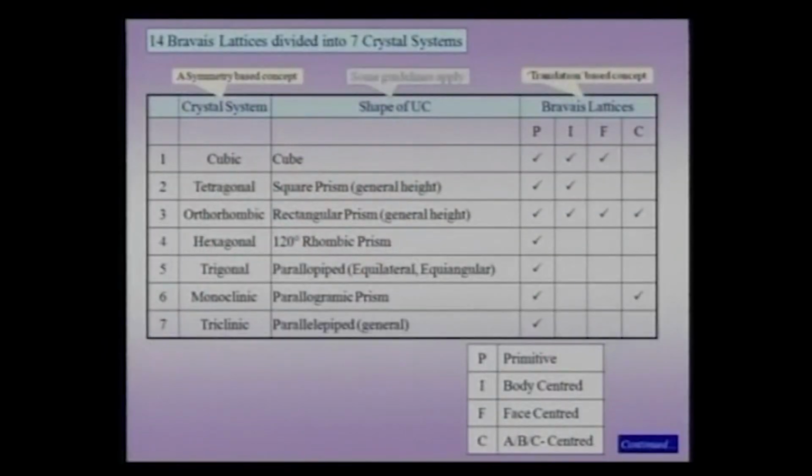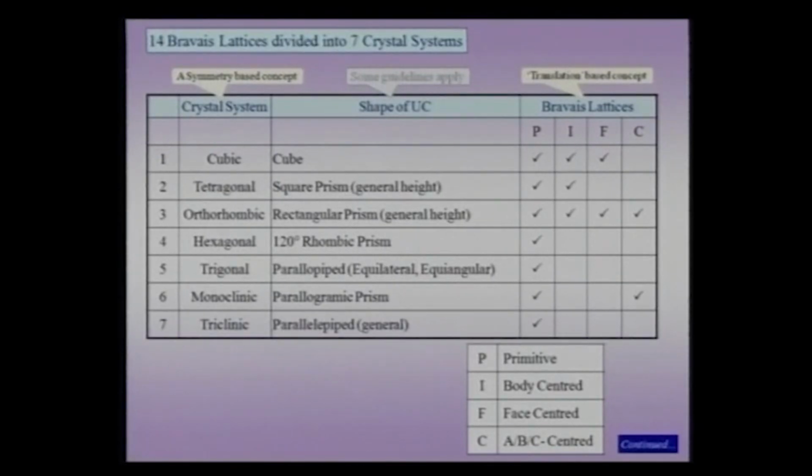So let us now try to divide these 14 Bravais lattices into the 7 crystal systems and also study some important properties of them. So we have an idea on the second column, which is a symmetry based concept, which is a crystal system. On the third column, we got the shape of the unit cell, wherein, as we saw, certain guidelines apply when we try to choose the shape of the unit cell. On the right hand side, we have the Bravais lattices, which is purely a translation based concept.